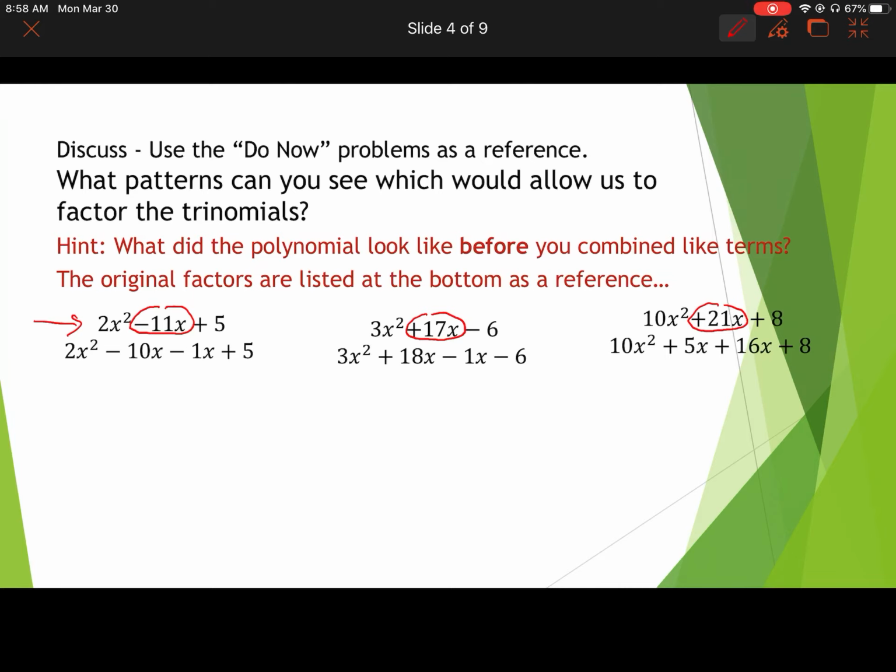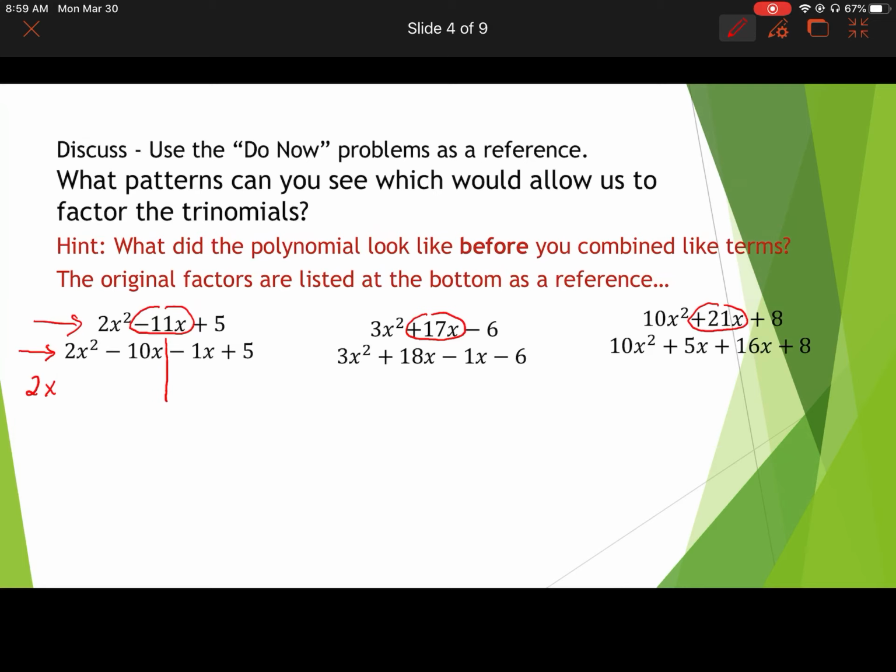But more importantly, what do we do once we have it broken down into the polynomial that was created before we combined like terms? And the answer to that is a process called factoring by grouping. All right, so what we're going to do is we're going to split this polynomial into two separate groups, a left side and a right side. All right, now if I was to look at just the left side, 2x squared minus 10x, what is the GCF of just the left side? And hopefully you're comfortable with GCF at this point.